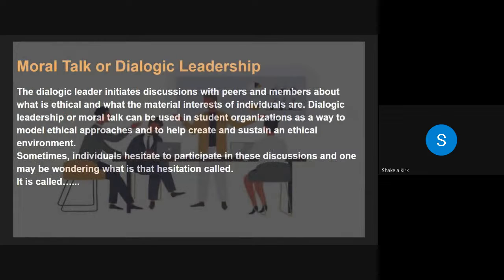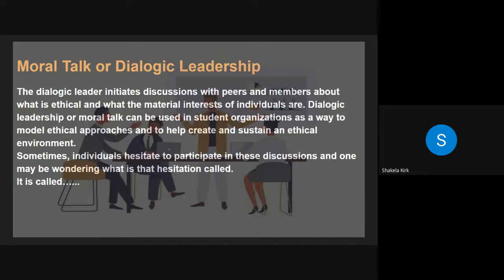Next, we have moral talk or dialogic leadership. The dialogic leader initiates discussions with peers and members about what is ethical and what the material interests of individuals are. Dialogic leadership or moral talk can be used in student organizations as a way to model ethical approaches and to help create and sustain an ethical environment.